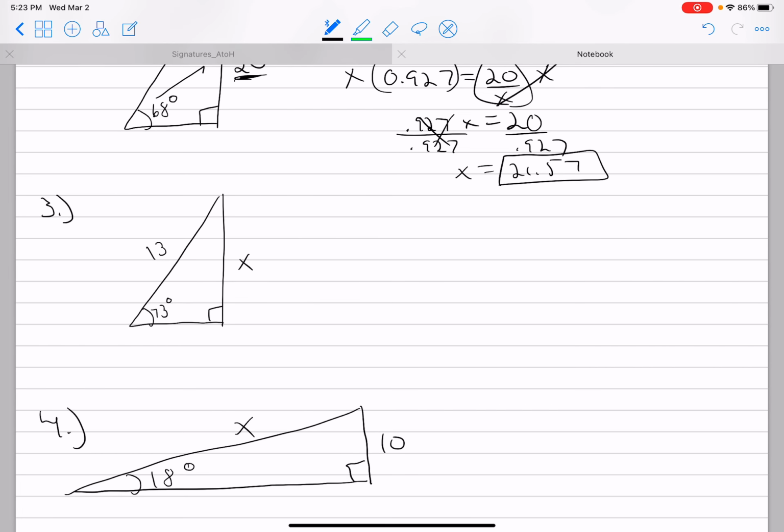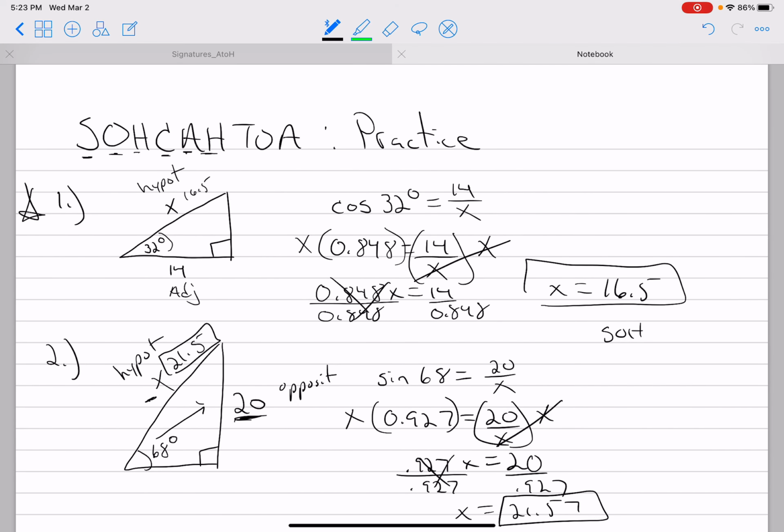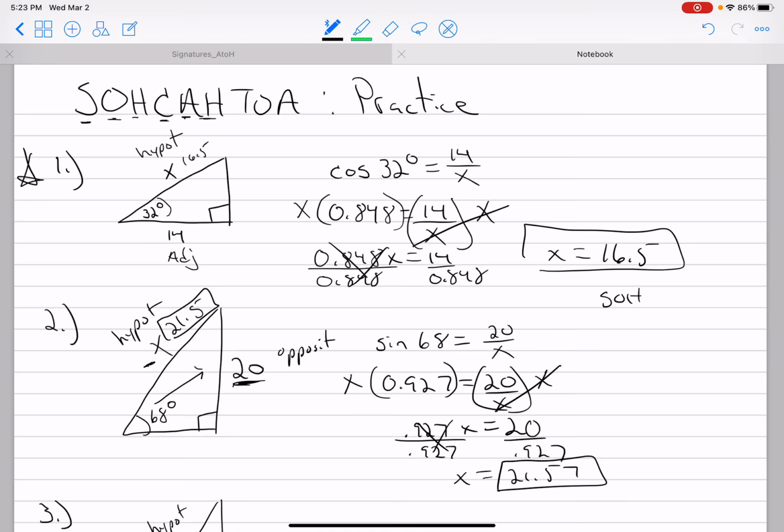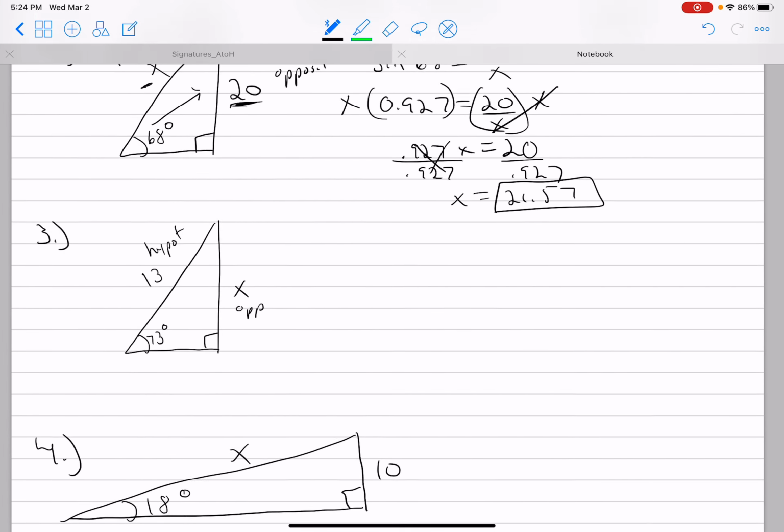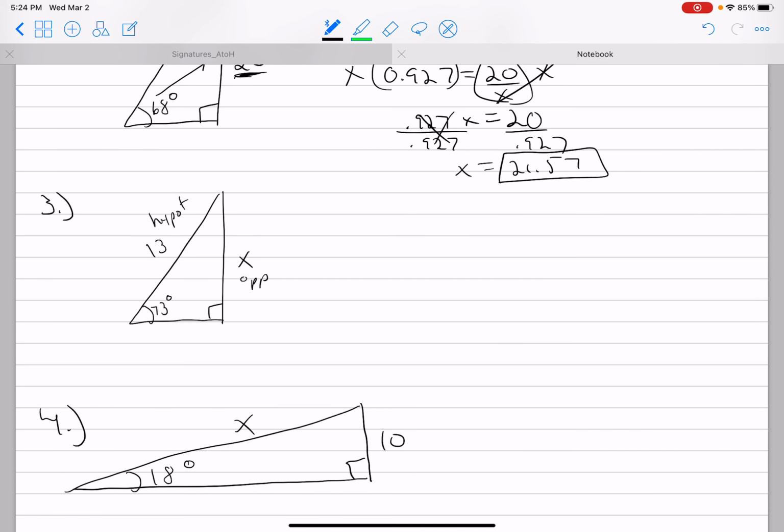Copy down number 3. Solve it. Cool. You did it. So what do I have? I have this angle, I have an opposite, and I have a hypotenuse right here. Opposite over hypotenuse. Oh, that's a sine again. It's the same one. So the sine of 73 equals the opposite over the hypotenuse.